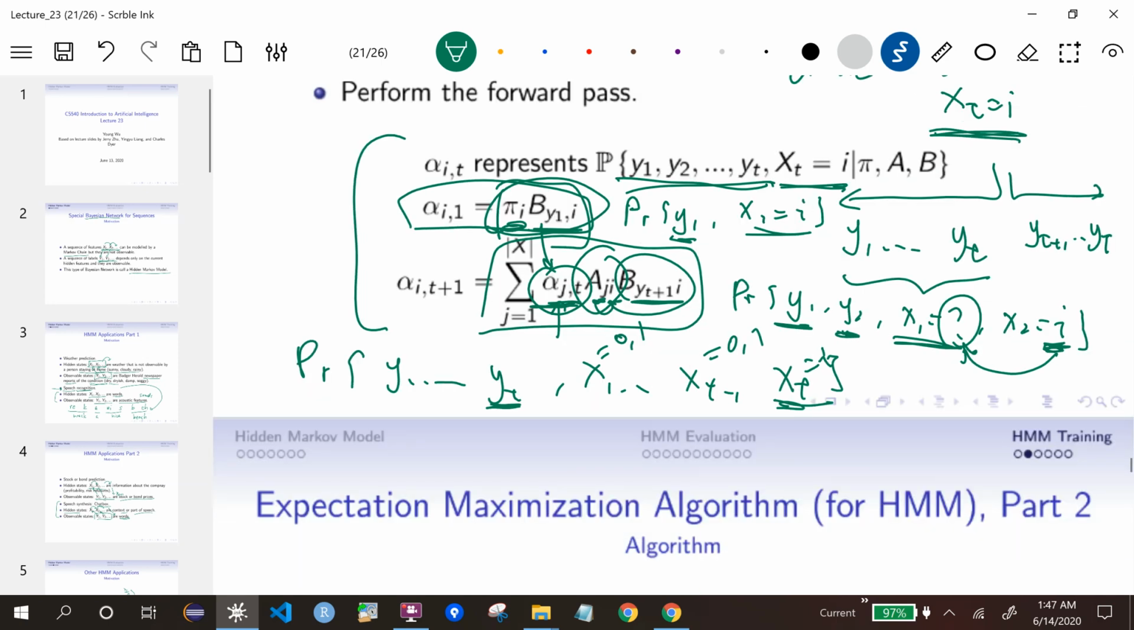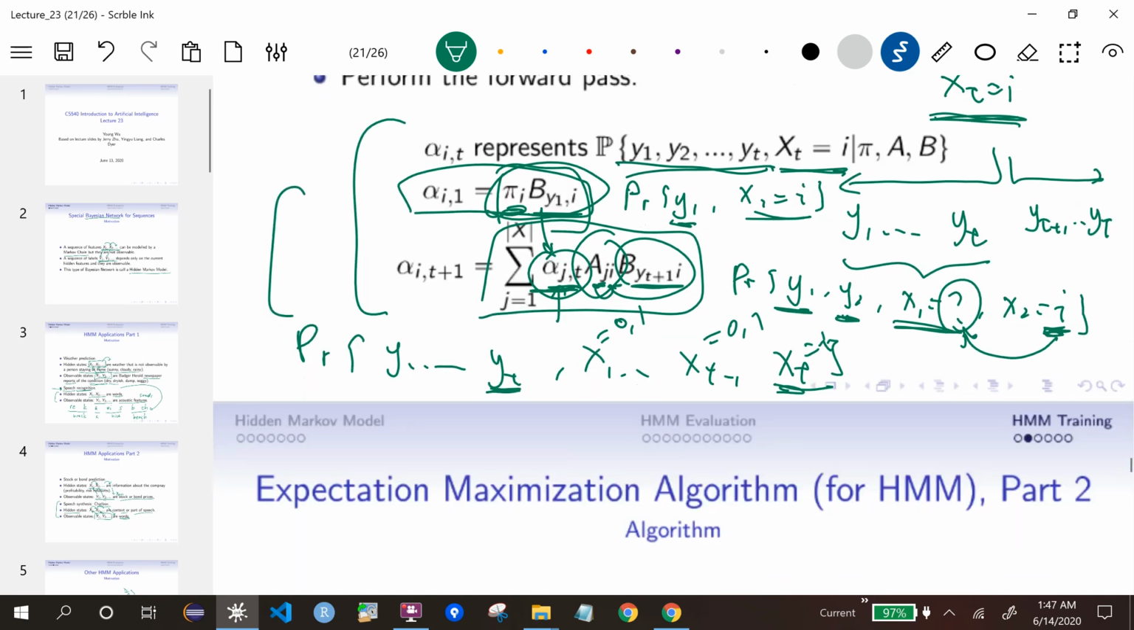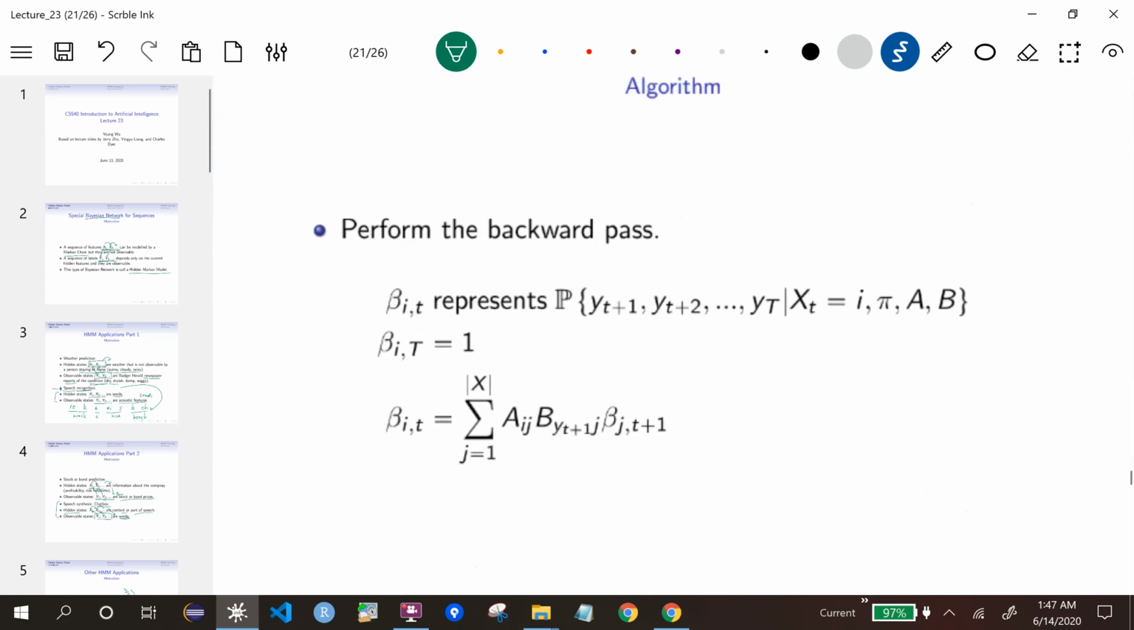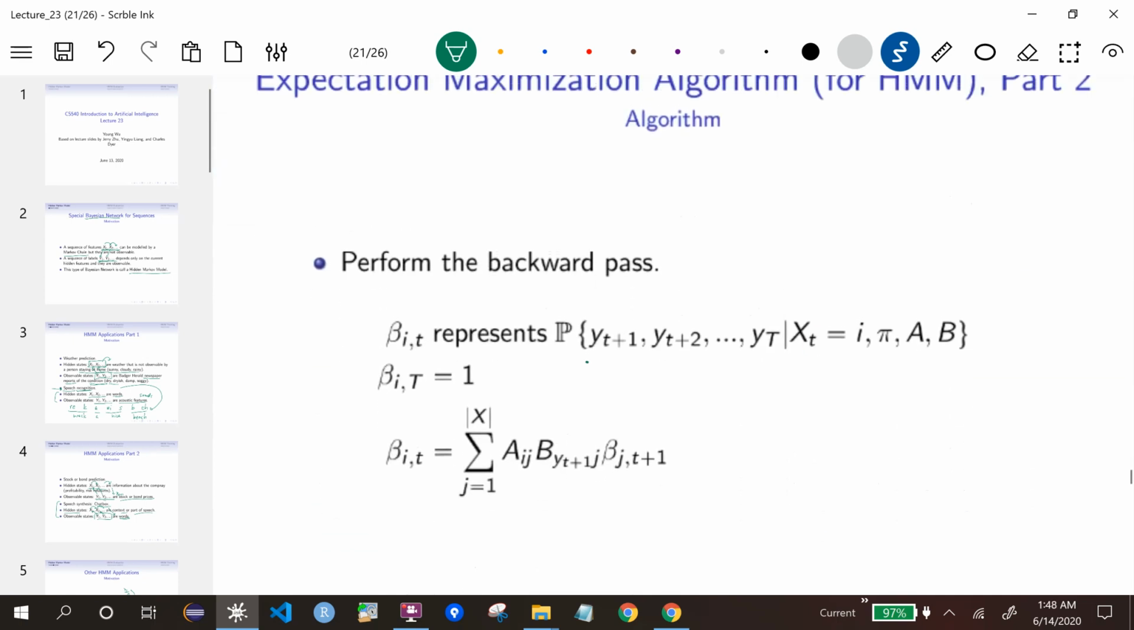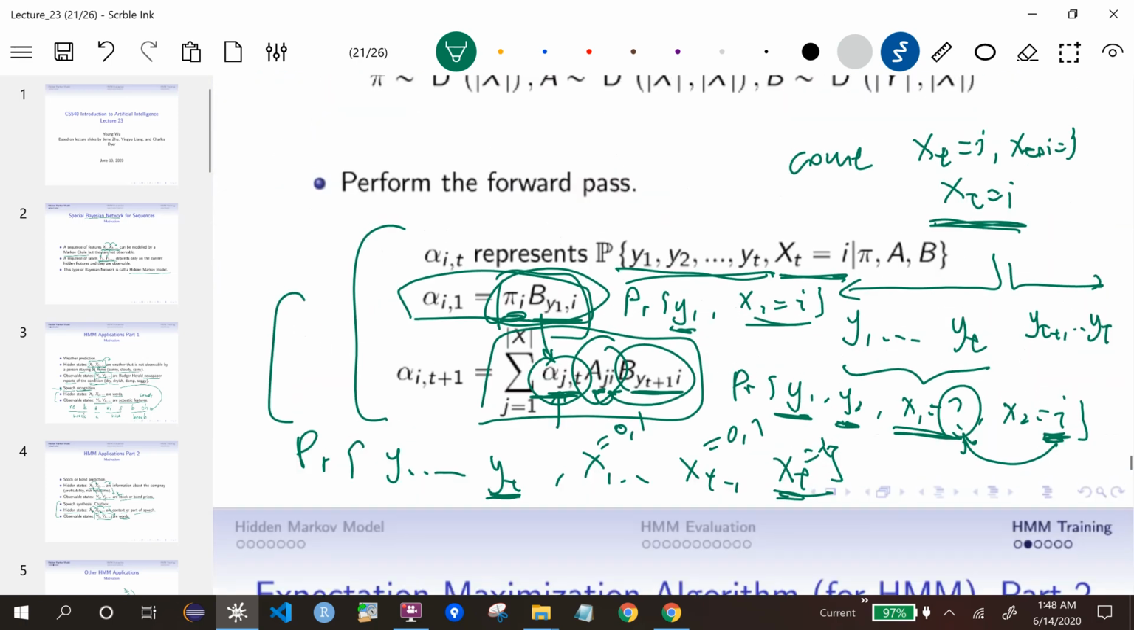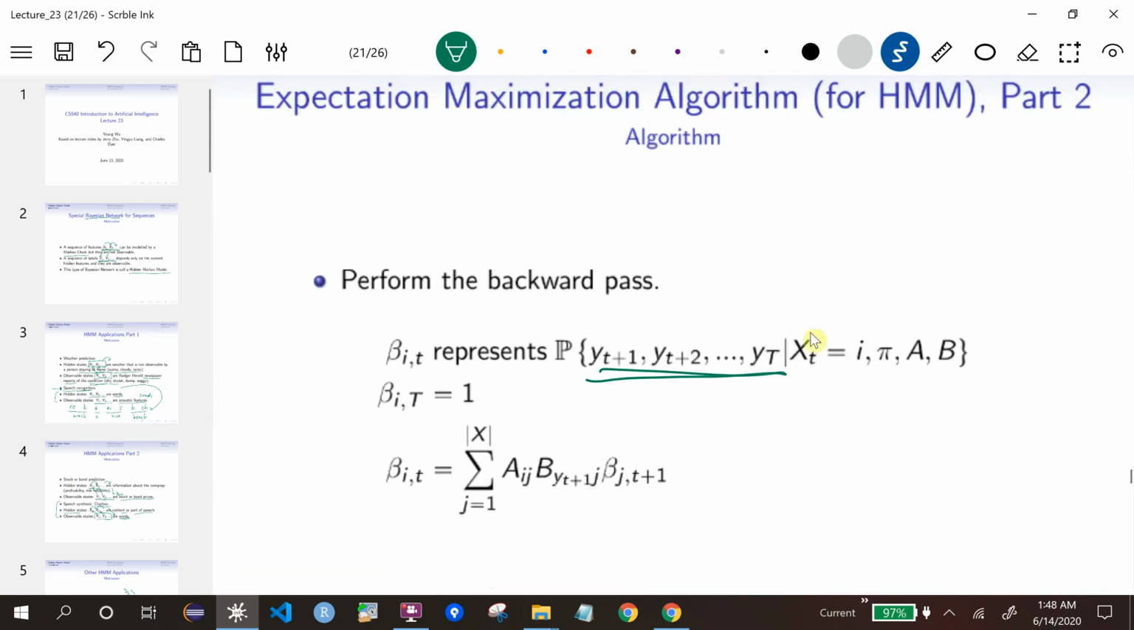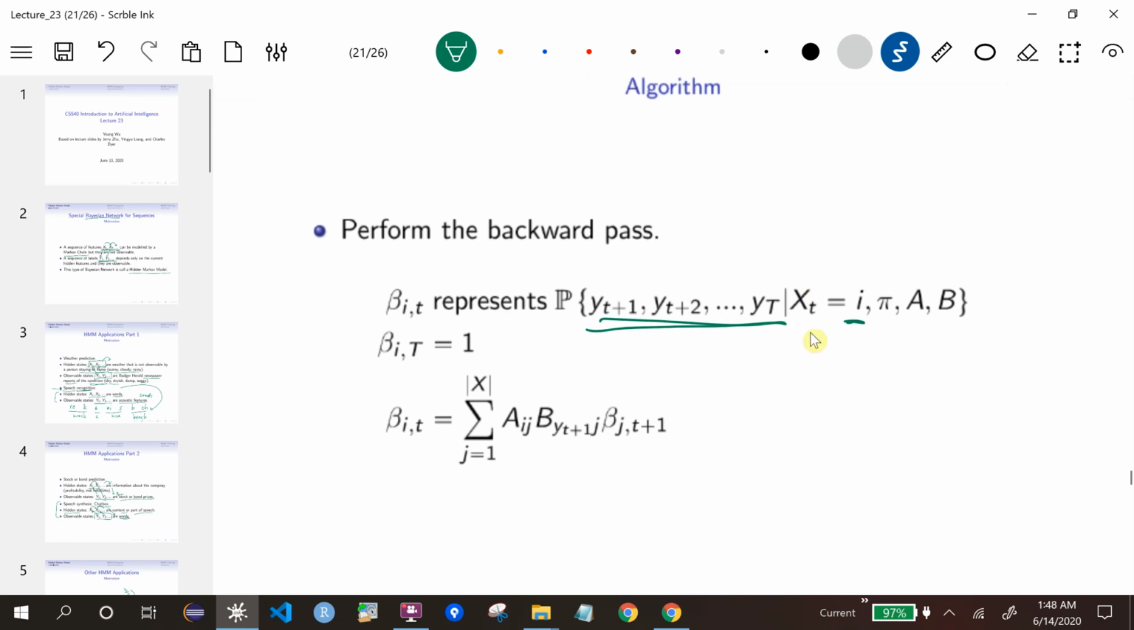Okay, so that's done recursively. And the next is we need to know what's the probability of observing the labels after this time point. So basically here, starting from t plus 1, what's the probability of observing the future, if we know the current hidden state. And we will use the convention that at the end everything has probability 1, because this means basically nothing is happening.